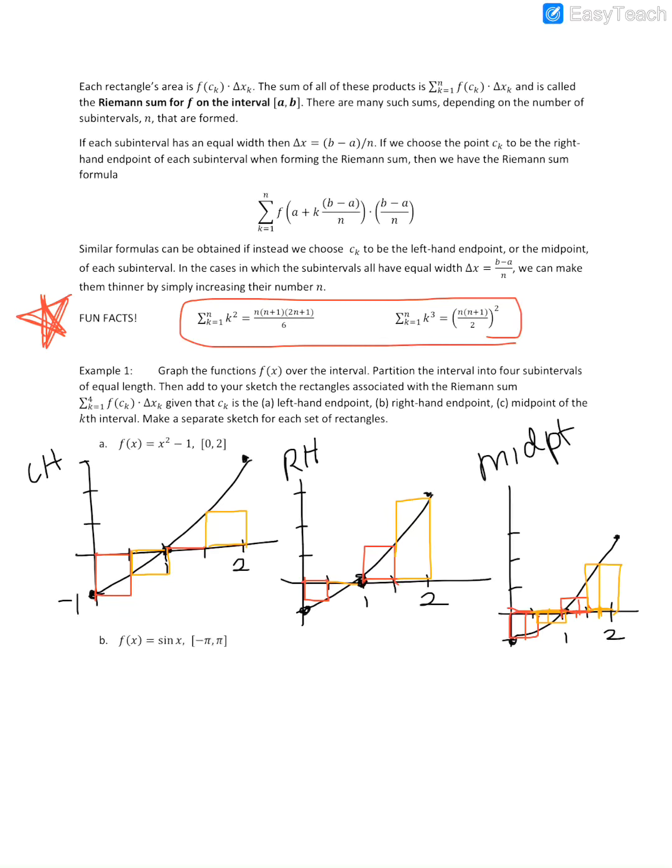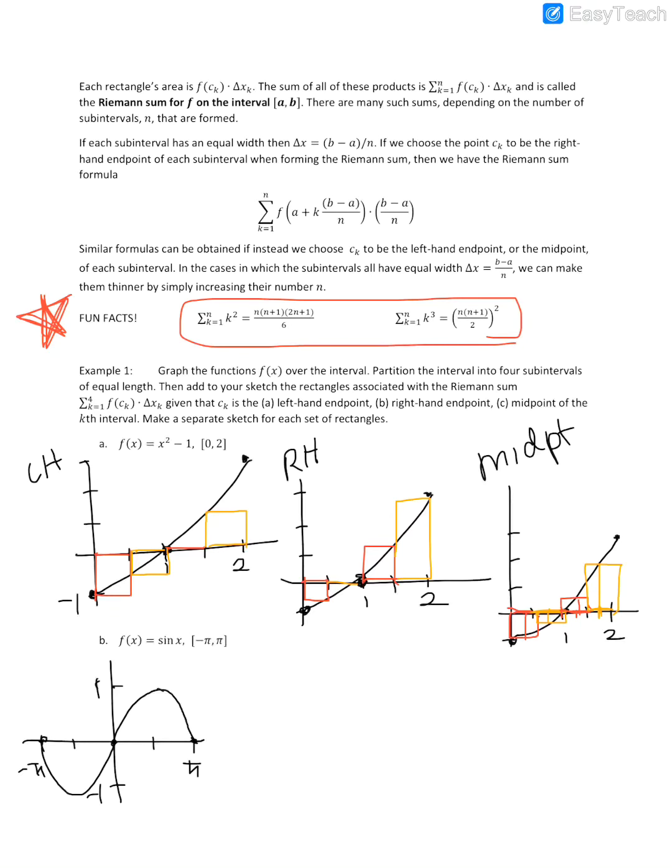All right, let's go to the next one. This is a sine graph from negative pi to pi. Okay, so let me graph it. Negative pi to pi. Sine starts at 0, hits 0 at pi, hits 0 at negative pi. It goes up to 1 at pi over 2. It goes down to negative 1 at negative pi over 2. And those are actually going to be where my rectangles are formed because I need 4 rectangles.